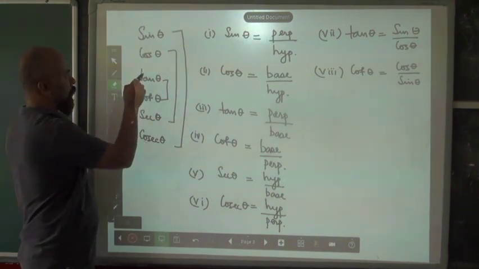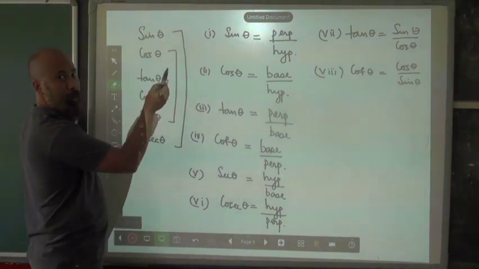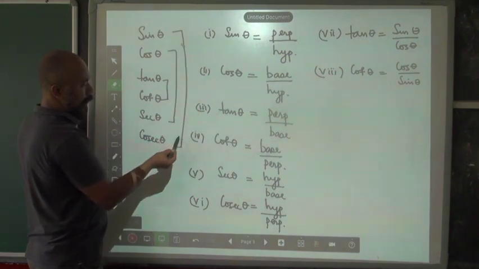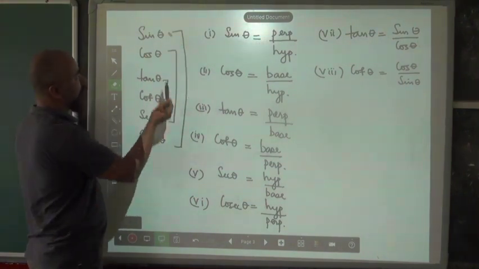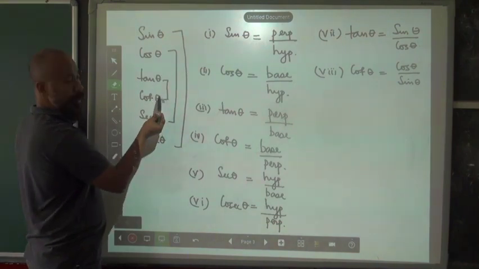Okay, sine, cos, tan, cot, sec, and cosec. What this does is that it tells you which ones are reciprocal to each other. So we have sine and cosec which are reciprocal to each other, cos and sec which are reciprocal, tan and cot which are reciprocal.